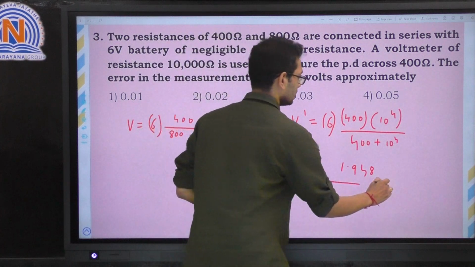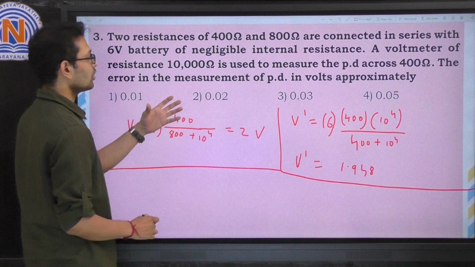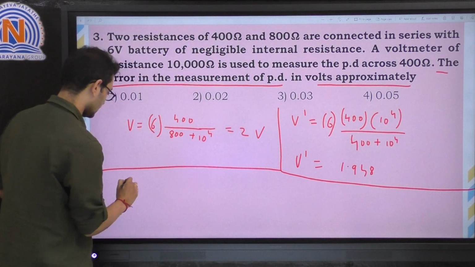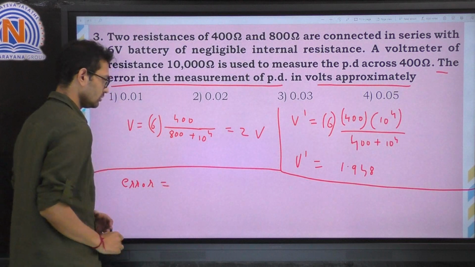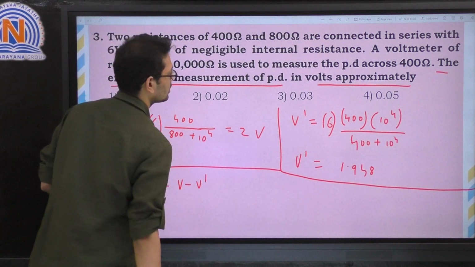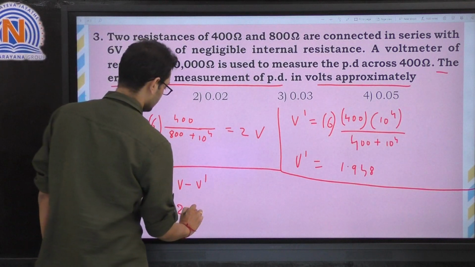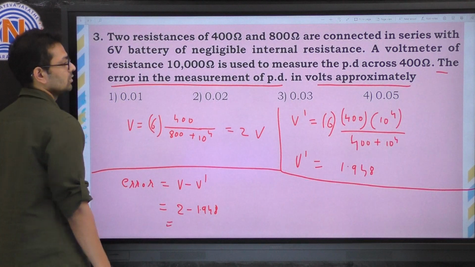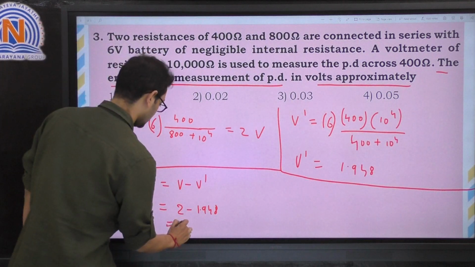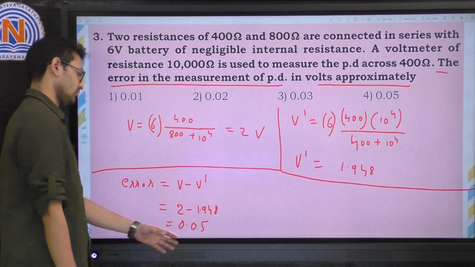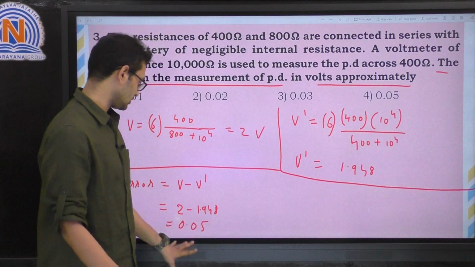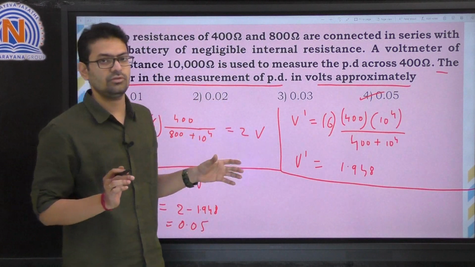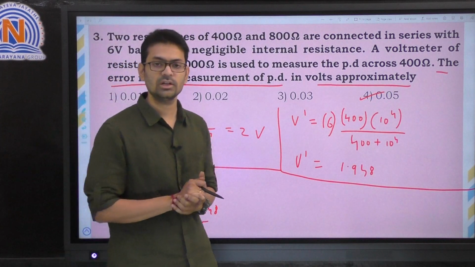Now V and V dash are found, and you want to find the error in the measurement of potential difference. Error is equal to V minus V dash, so 2 minus 1.948. You will get about 0.05, so the answer is an error of 0.05 volts. That's it. I hope this is helpful.